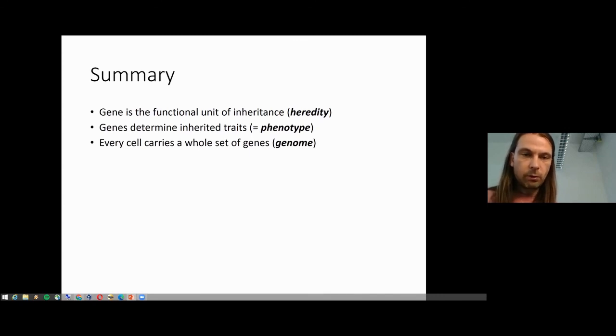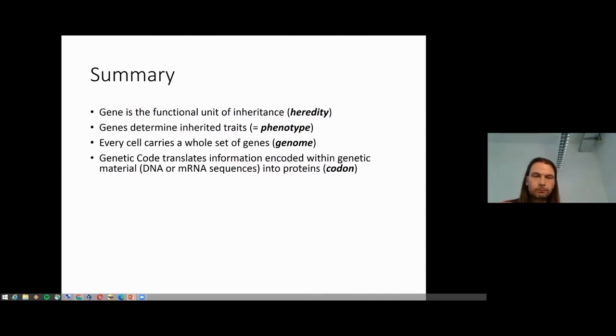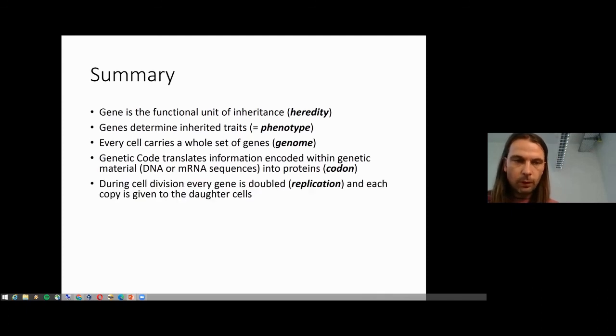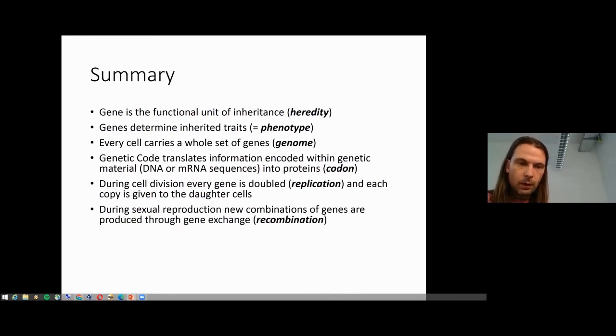Every cell carries a whole set of genes, one from the mother and one from the father in diploid organisms. The genetic code translates information into proteins via the codon. And during cell division, every gene is doubled. We have the process of replication, and each copy is given to the daughter cell. So every cell of an organism contains the same set of genes.